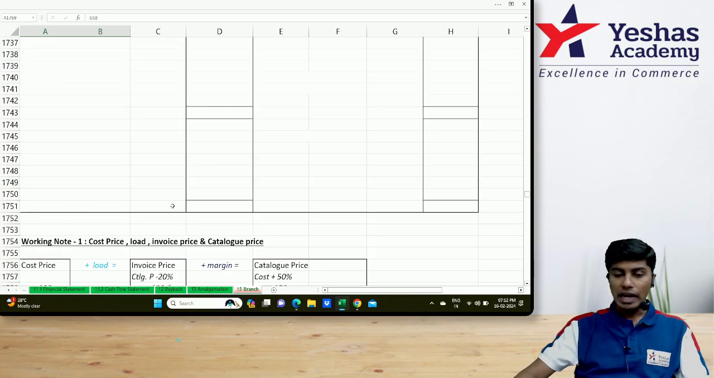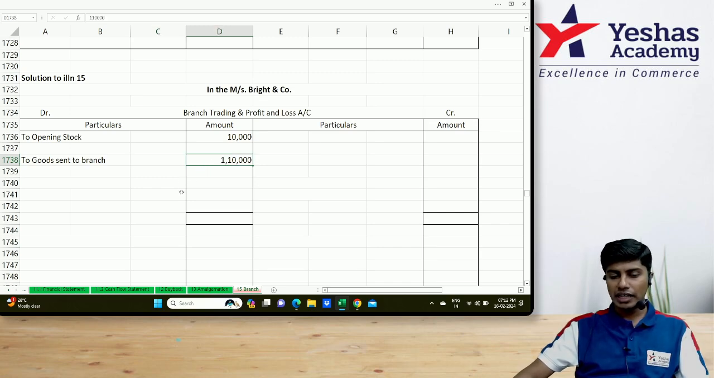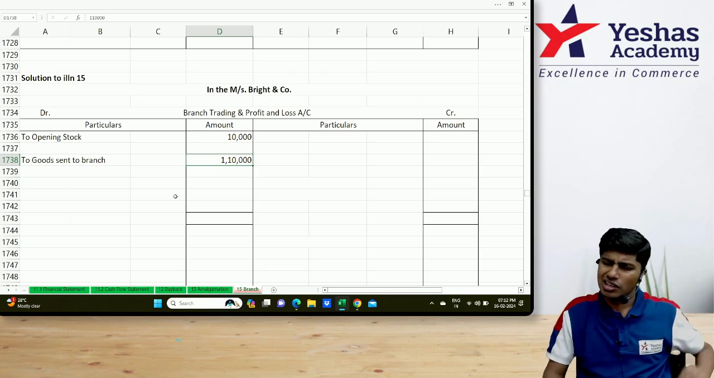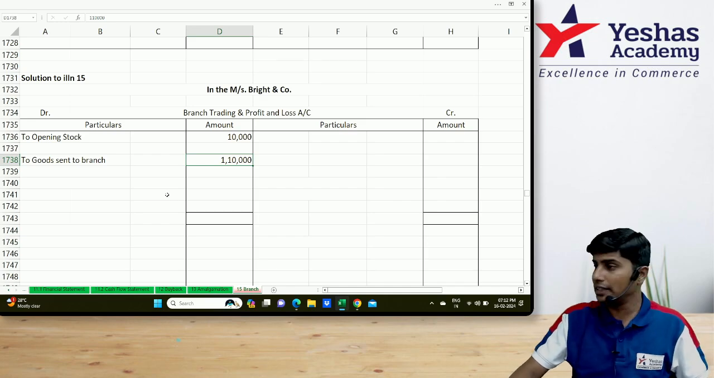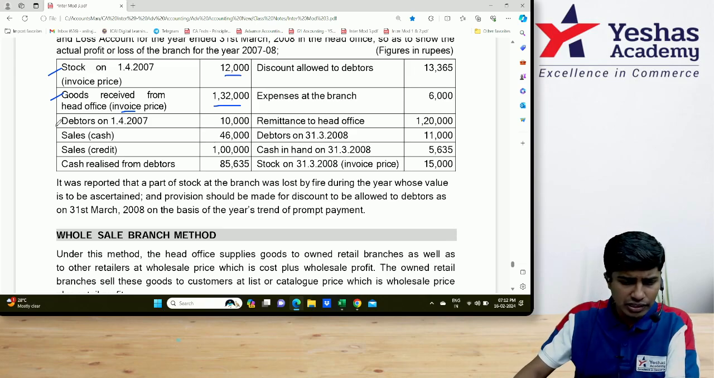This 1,10,000 being goods sent to branch, what would I do? I would write it in my trading account on the debit side. This is like purchase, but not purchase. I'll keep it in inner column if there is goods sent to branch returned. If there is no goods sent to branch returned, I don't mind writing it in the outer column. 1,10,000. Done. What is after that?